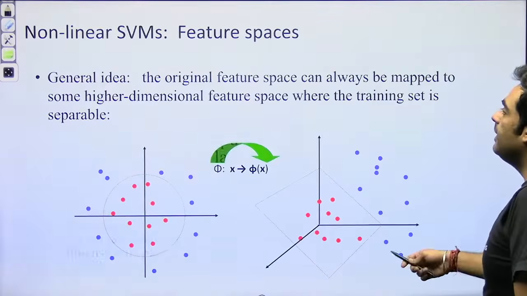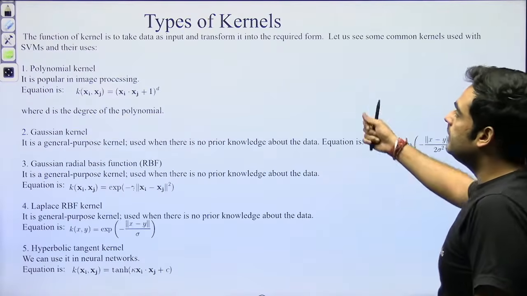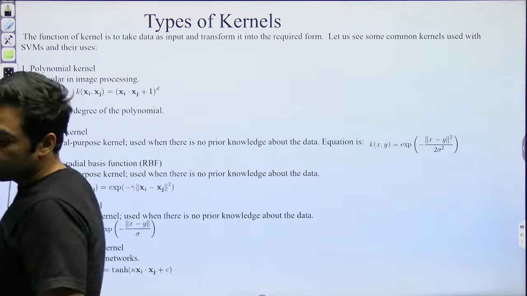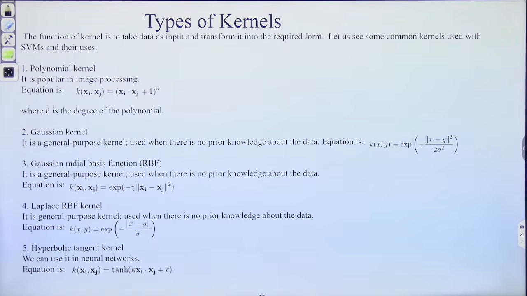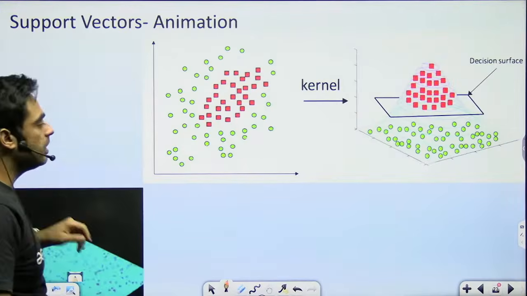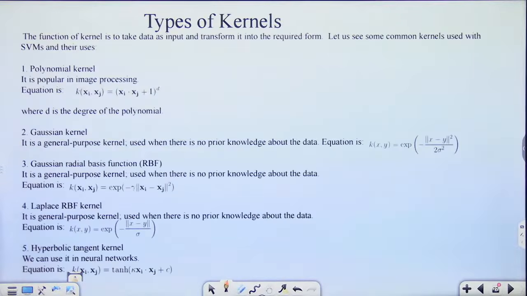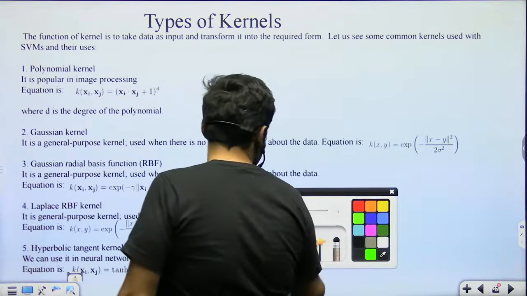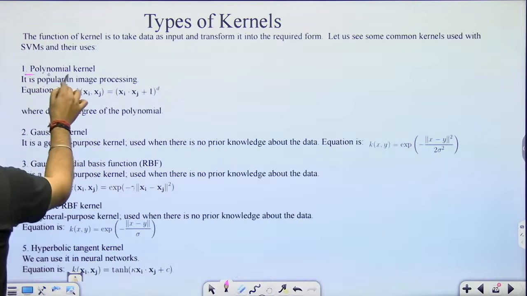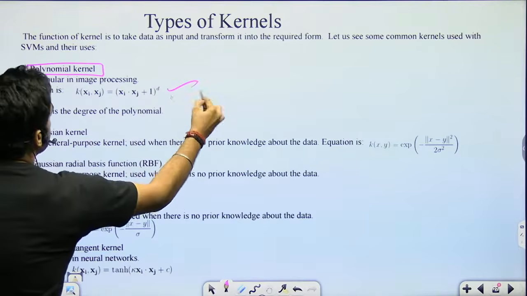And these are the types of kernels that you have to learn. The first one is the polynomial kernel. I'll just show it here. Yeah, this is the polynomial kernel and this is the mapping function that is given.